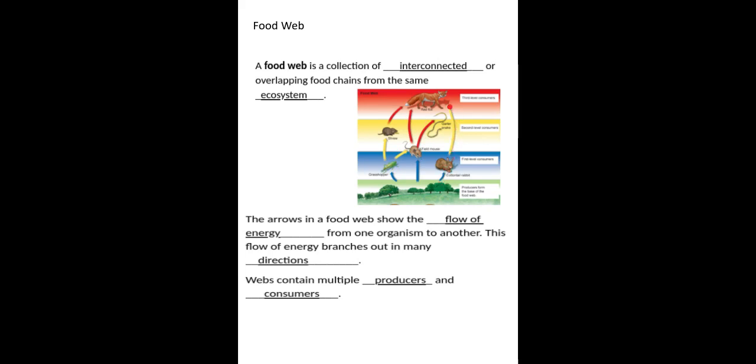And again, webs are created from lots of food chains, right? And in each of these food webs, it'll contain lots of different producers and lots of different consumers. And we'll talk about what producers and consumers are here in just a second.